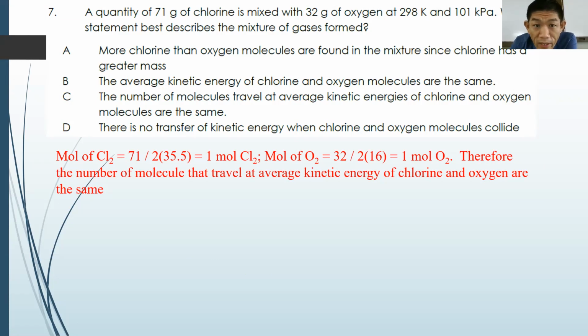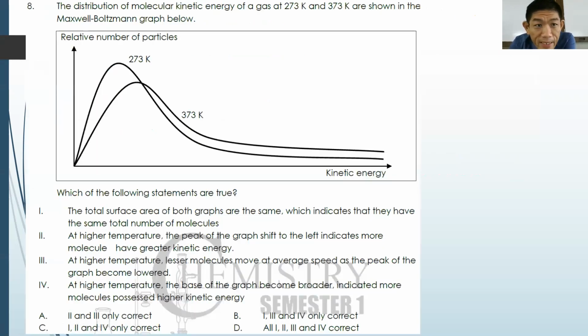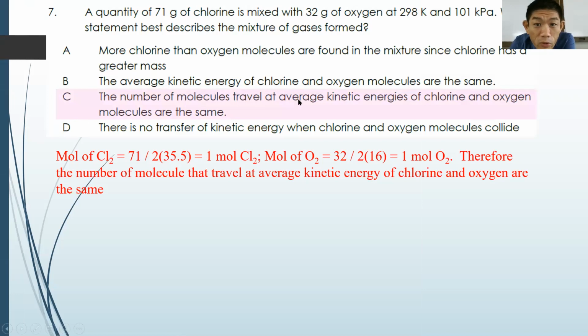So what makes them different is that chlorine has greater mass compared to oxygen. So the average kinetic energy of the chlorine is supposedly higher. But in here, if you look at the selection of C, the number of molecules traveled, okay, is the same. So therefore, the answer in here is the same. We are talking about the number of molecules and average kinetic energy, which are supposed to be the same in here. Okay, so that is for question number 7, C.